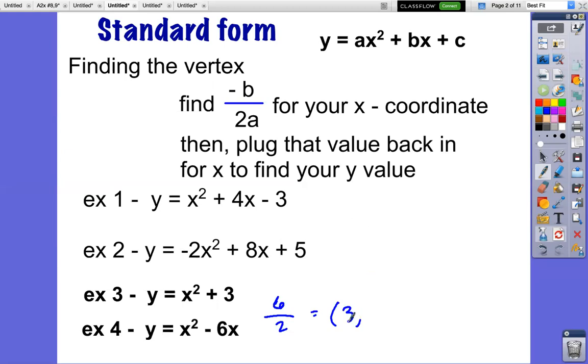When I plug this back in, 3 squared is 9. Whatever I get here, my end result, and are you guys paying attention? Because I don't want you to kind of zone out right here. You see how I plugged in 3 squared and I got 9. After I plug it in right here, my resulting answer will always be the opposite of that. Every single time.